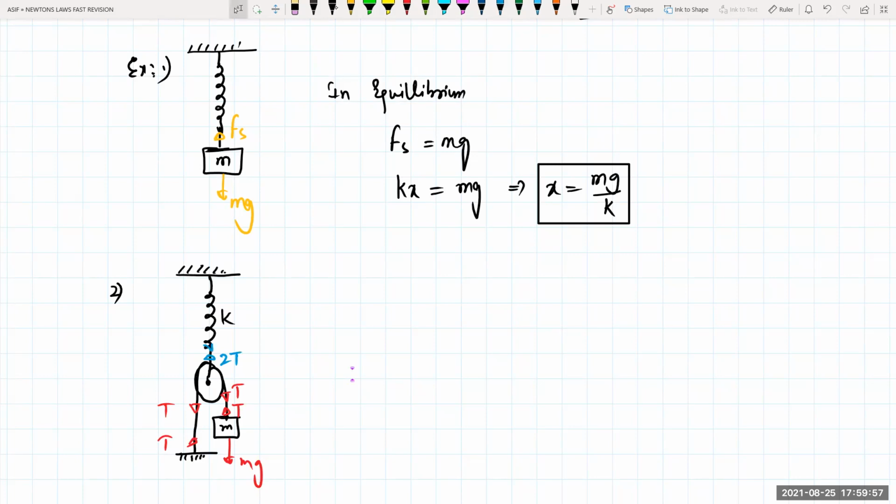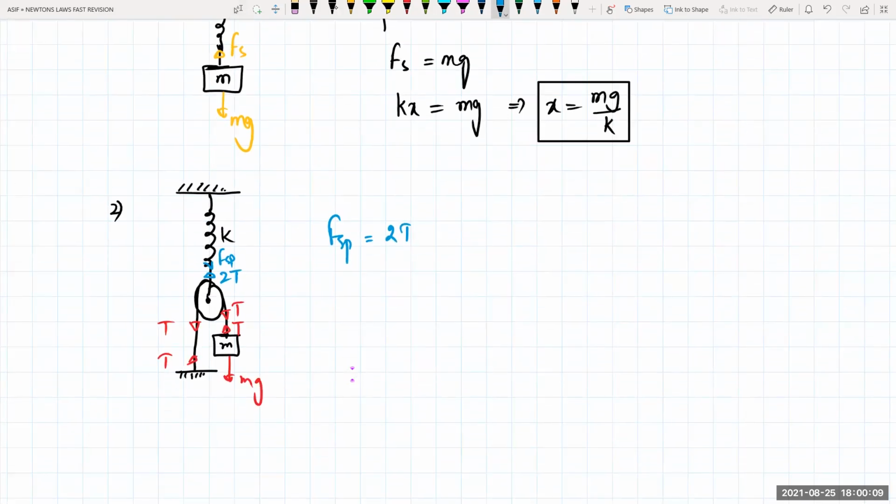And spring force will be equal to how much? Here there will be a spring force, right now. Isn't it? So I can say that spring force will be equal to how much for me? 2 times of your T. Yes, sir. Isn't it? And Kx will be equal to how much?